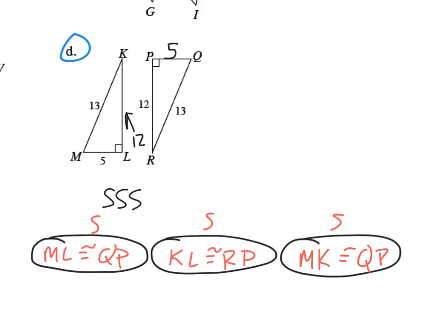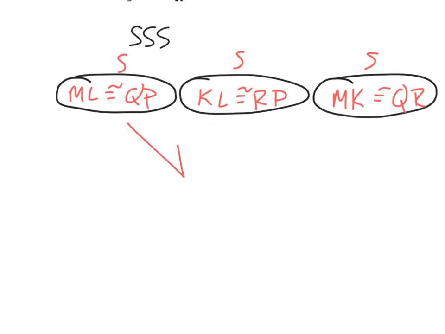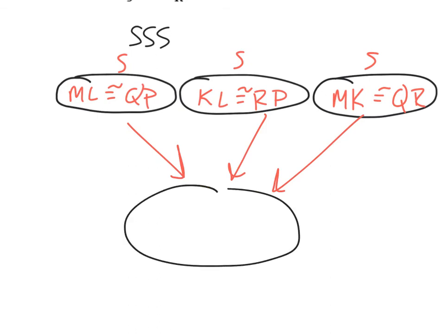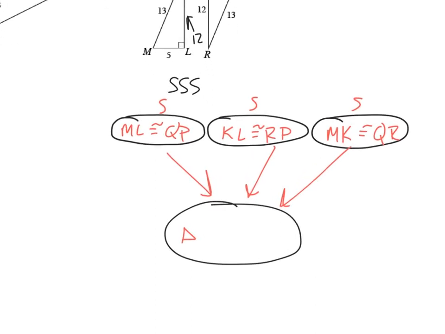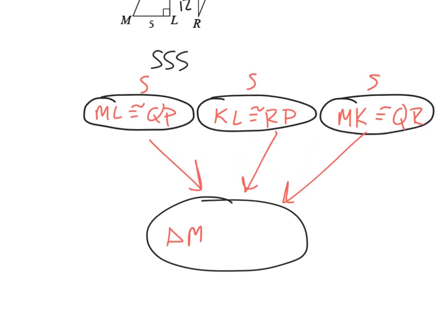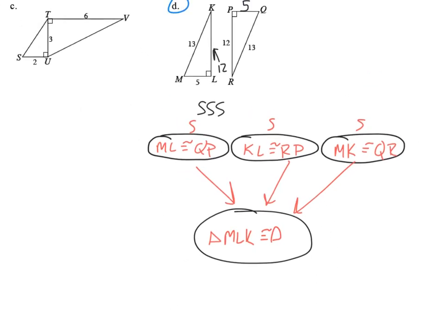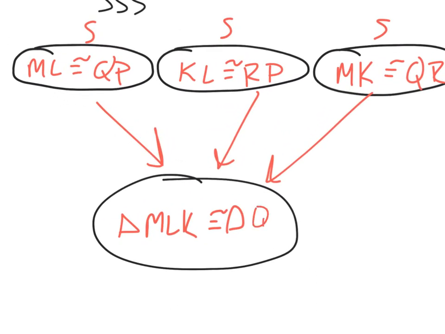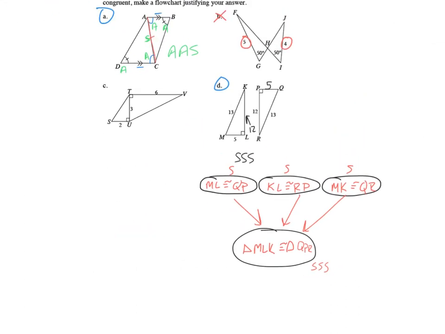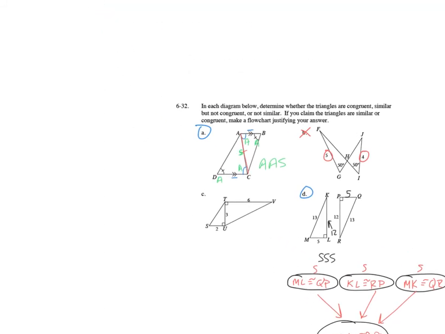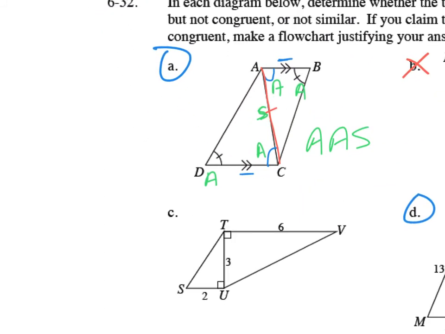And then lastly, the hypotenuse MK is going to be congruent to the other hypotenuse, QR. And because of that, the conclusion that we reach, that we've already written out, is that those two triangles are indeed congruent to one another. And the reasoning would be by side, side, side. So triangle MLK is going to be congruent to triangle QPR by side, side, side. Beautiful. And there's a flowchart proof for what we're looking for in that one. And I'll just finish this one up too, shouldn't take too long.